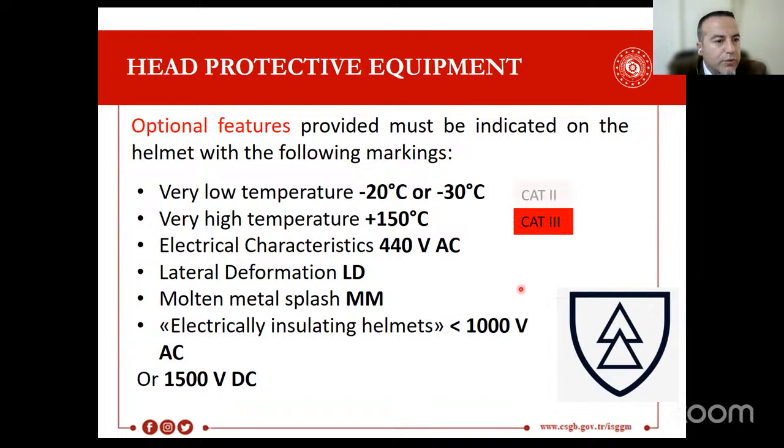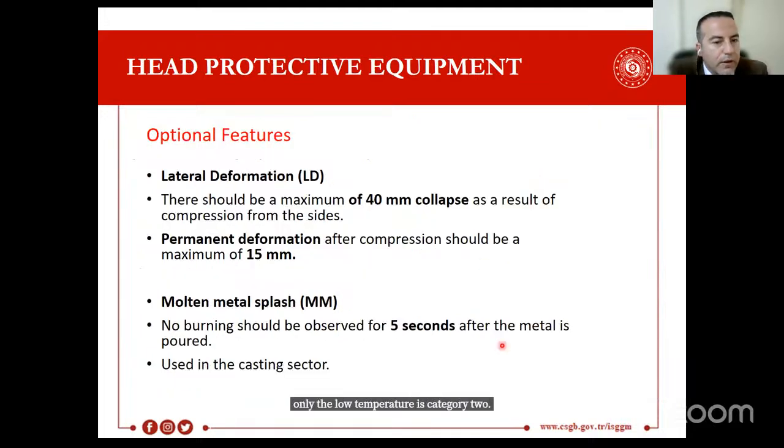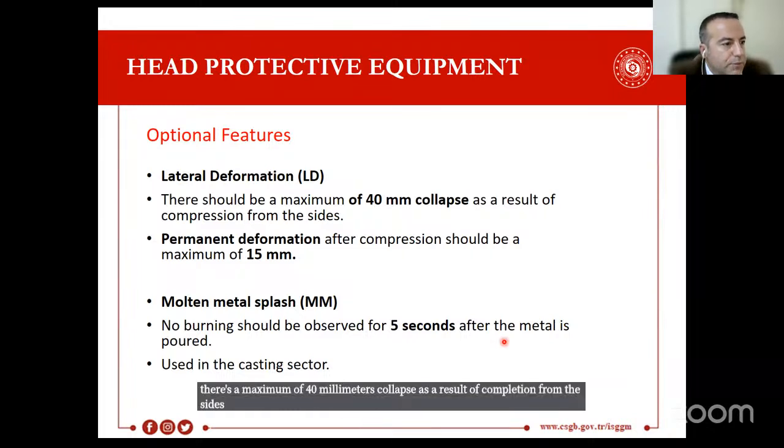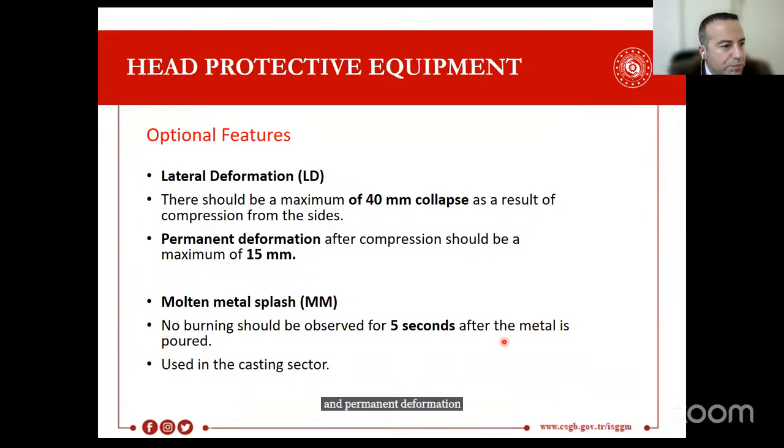This is category 2 and this is category 3 electrical. Only very low temperature is category 2. And optional features, lateral deformation, LD: there should be a maximum of 40 millimeter collapse as a result of compression from the sides, and permanent deformation after compression should be a maximum of 15 millimeters. And for molten metal splash, no burning should be observed for 5 seconds after the metal is poured, and it is used in the casting sector.